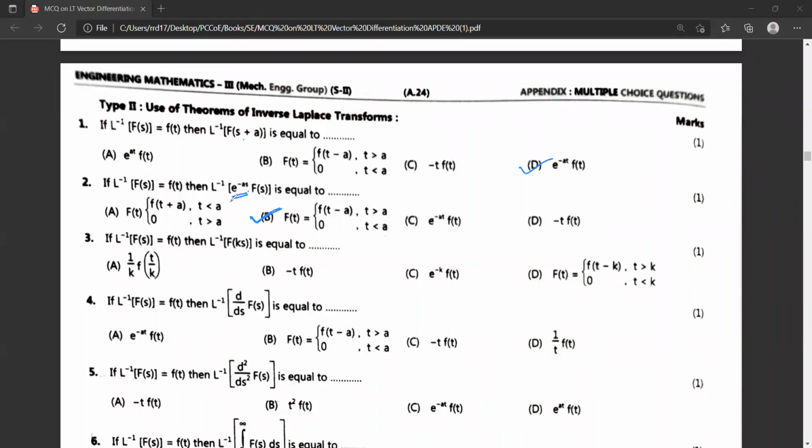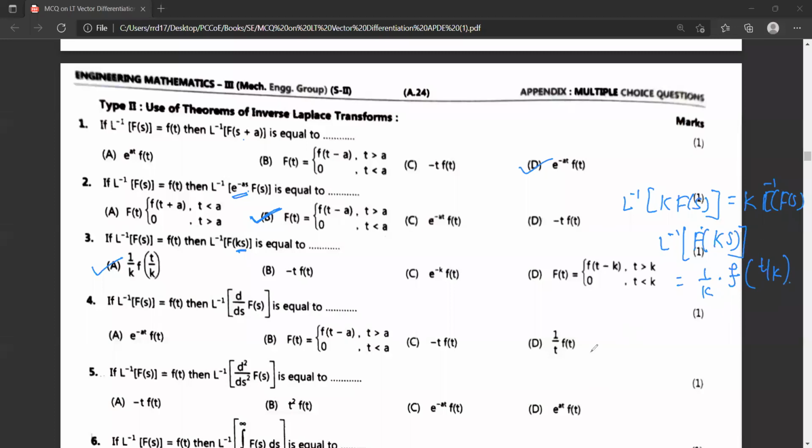Okay. Next, this is the scaling property. If we multiply this variable, then we get the answer equals 1 by k f of t by k. Most of you might get confused between this. Like this is k of f of s, so this is just a constant times L inverse of f of s. But if this constant is multiplied to the variable inside the function, then it becomes 1 by k times small f of t by k.